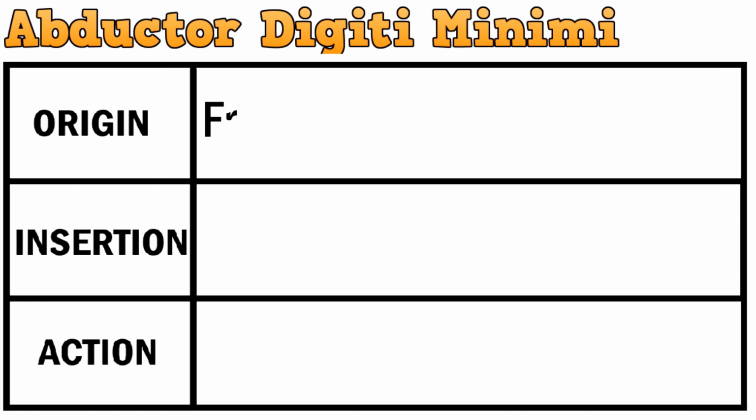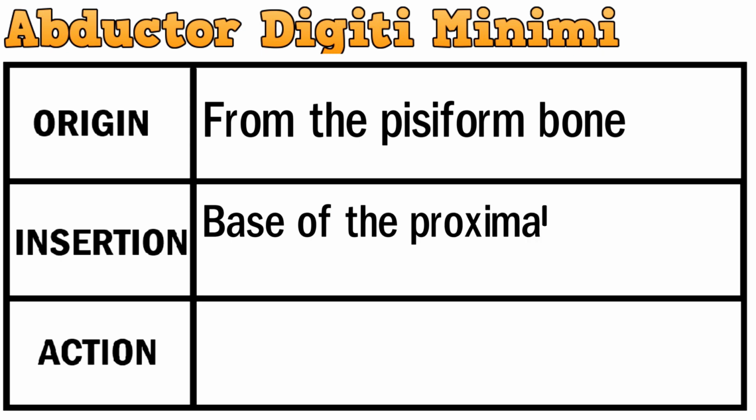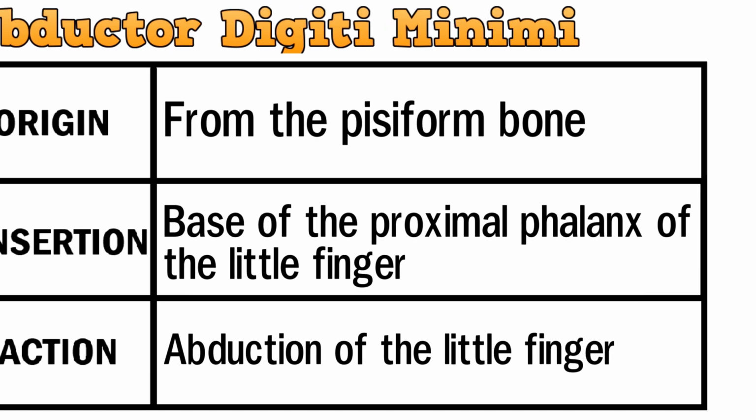Next muscle is the abductor digiti minimi. This muscle originates from the pisiform bone and gets inserted to the base of the proximal phalanx of the little finger. As the name suggests, the action of this muscle is abduction of the little finger.